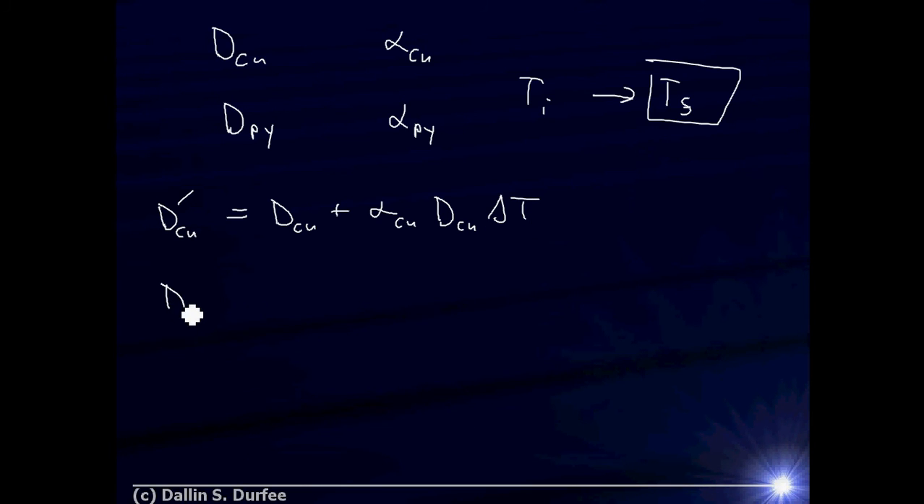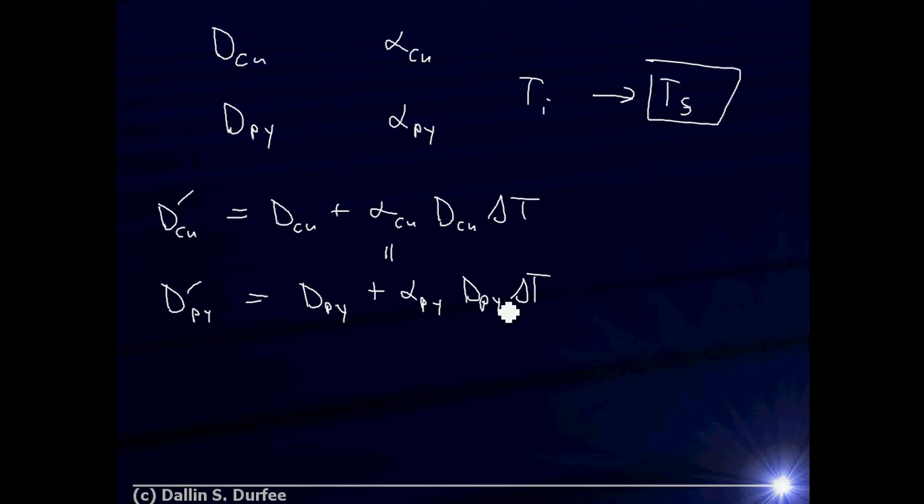And then we find the final diameter of the Pyrex. I'll call it d prime Pyrex, and it's going to be the original diameter of the Pyrex plus the thermal expansion coefficient of Pyrex times the initial diameter of Pyrex times delta T. So here's the change in the diameter. And all we have to do then is set these two equal to each other. We want to know at what temperature they're equal to each other. All right, so I'm going to set this equal to that. These are all givens, and I can just find delta T.